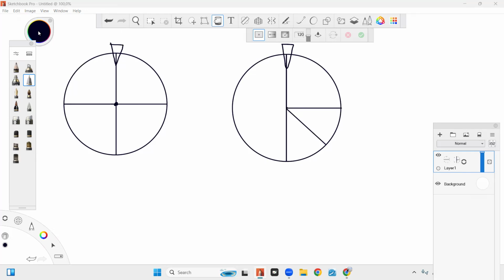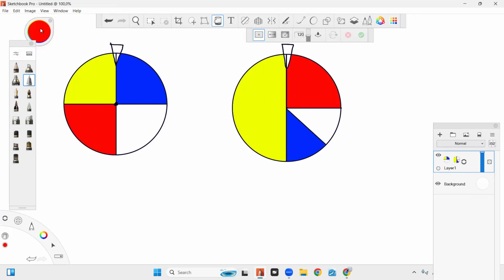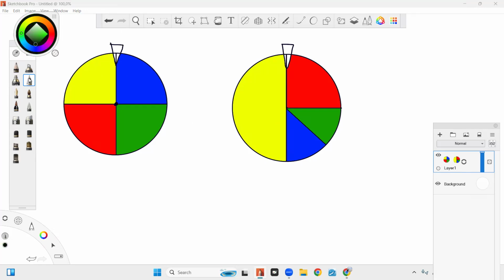For example, we have yellow, and then blue, red, green. My question is, which will give you even chances for all the colors, left or right? Even is equally likely, equal probability.